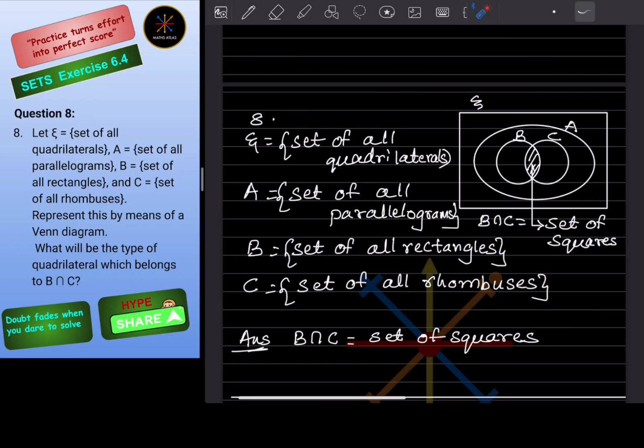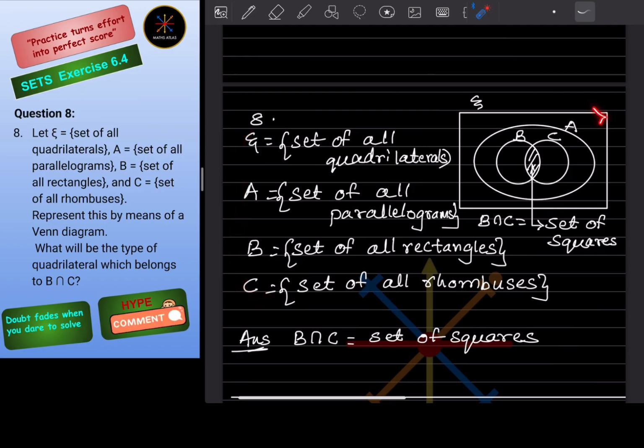A is the set of all parallelograms. B is equal to the set of all rectangles. And C is equal to the set of all rhombuses. You have to represent this by means of a Venn diagram. And also, what will be the type of the quadrilateral which belongs to B intersection C. So the same thing, the sets are written here.